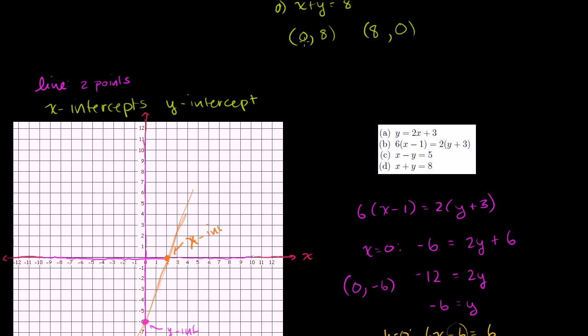So we have 1 point, 0, 8. So 0, 8. That is the y-intercept. And then we have the point 8, 0. 8, 0. That is the x-intercept. And then we can connect the dots. It looks something like that.